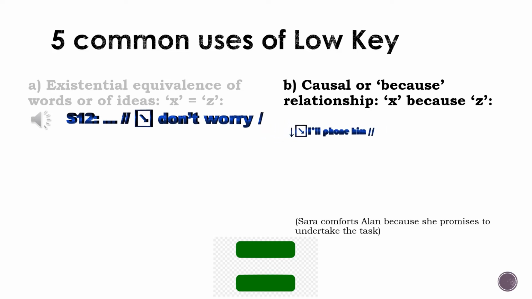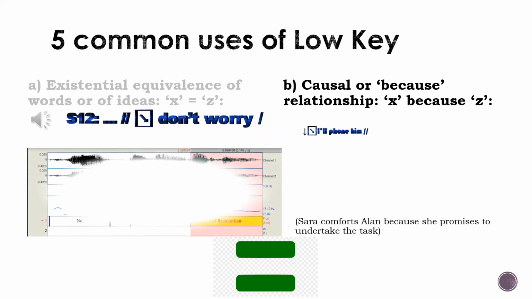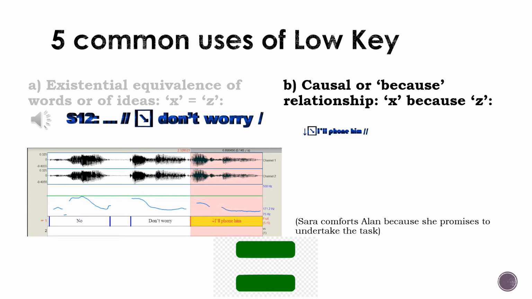Okay, so you're able to notice the drop in the pitch level, and we can also visually identify the difference, as you can see here on this Praat graph, in which there is a drop in the pitch level for the second tone unit. So how do we know whether this is a causal or because relationship? One mnemonic rule is to introduce the connector because, so we can say, don't worry, because I'll phone him, and that will tell us for certain that this has been a case of causal or because relationship.